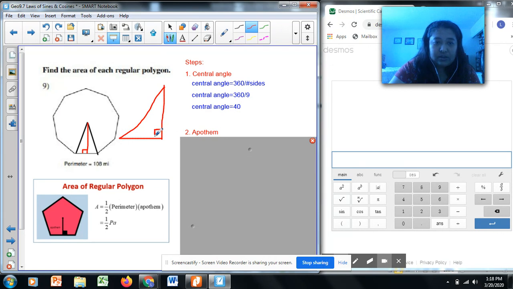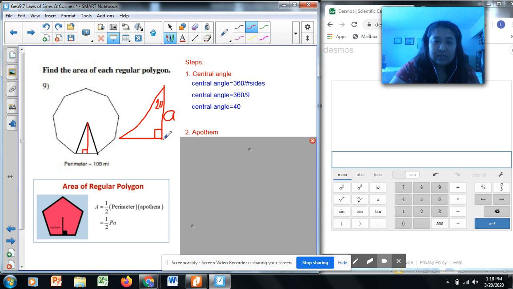So this is 90 degrees. Let's call this A because that's the apothem that we're looking for. And since we know that the central angle is 40, if you divide that by 2, this acute angle is equal to 20 degrees.